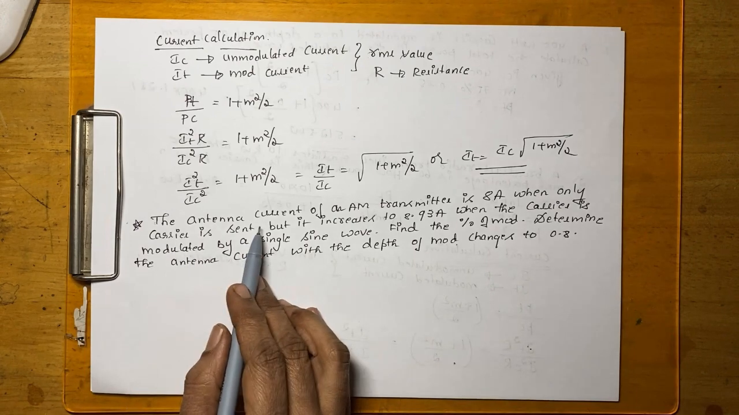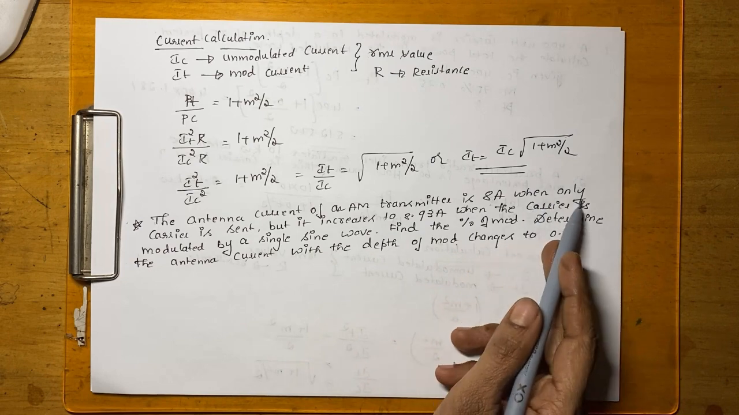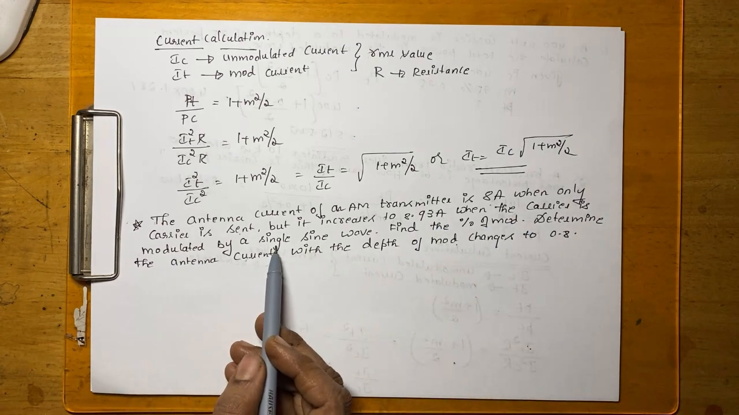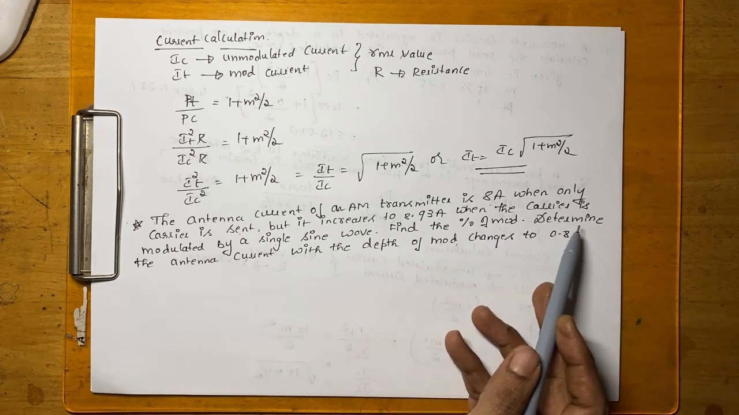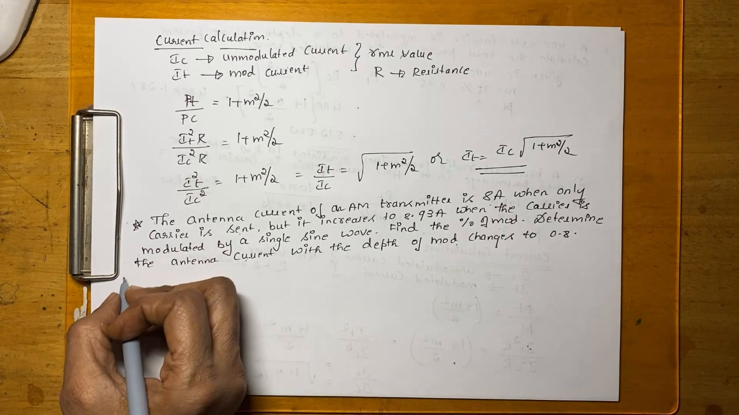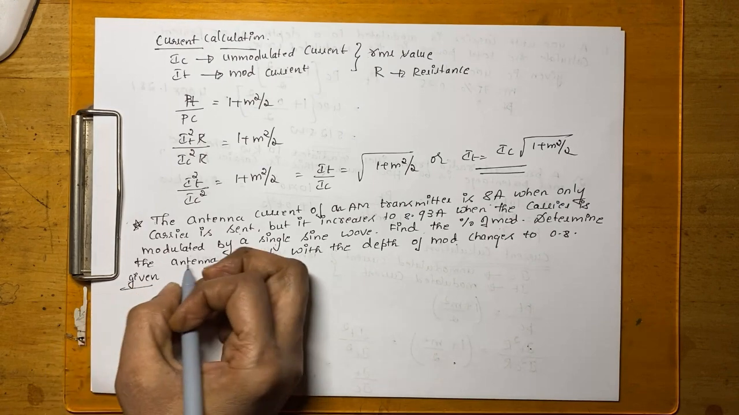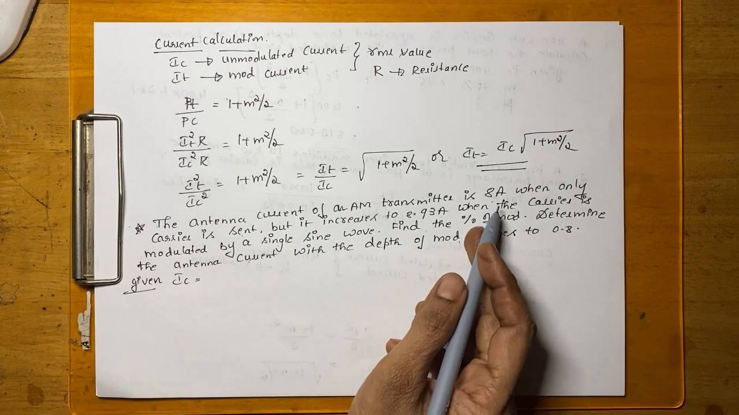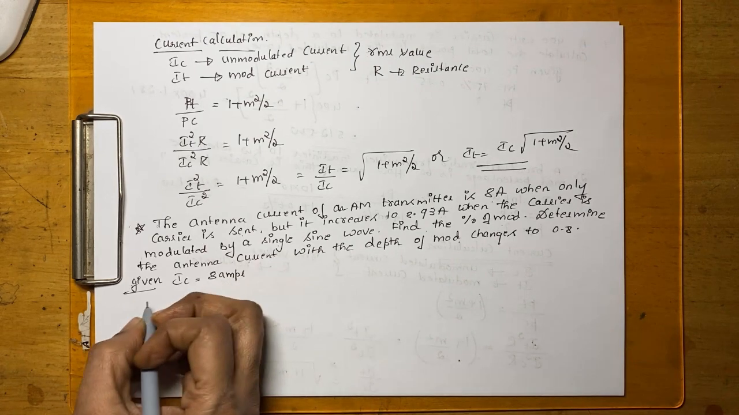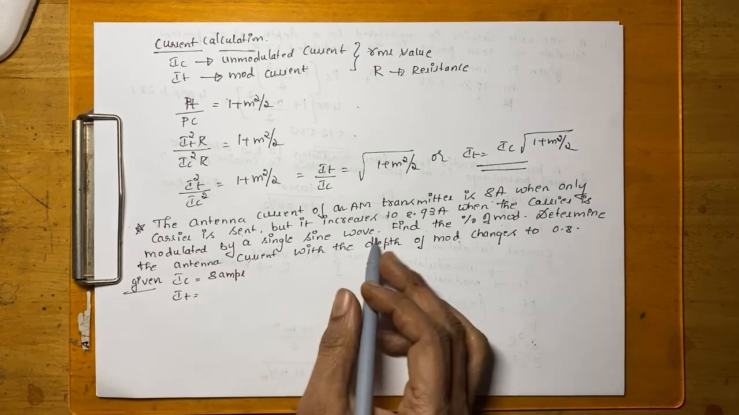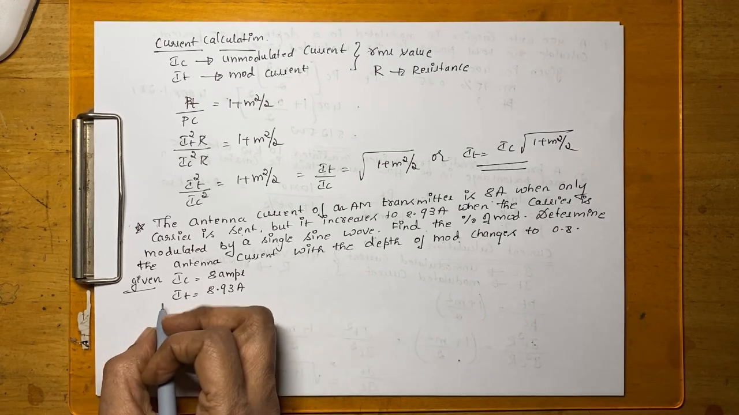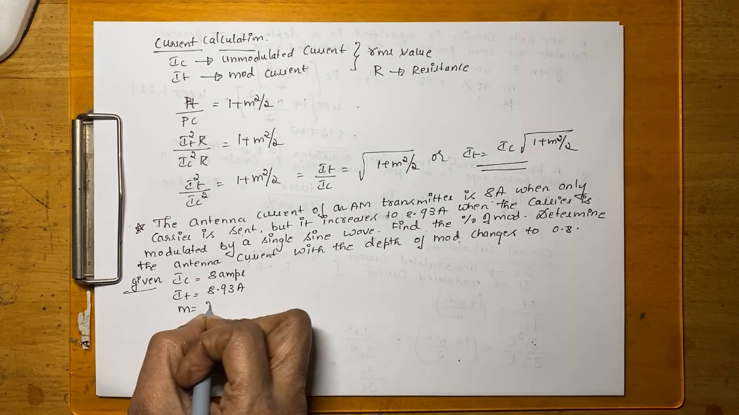The next problem. The antenna current of an AM transmitter is 8 amps when only carrier is sent, but it increases to 8.93 amps when the carrier is modulated by a single sine wave. Find the percentage of modulation. Determine the antenna current when the depth of modulation changes to 0.8. Here we can write down the given parameters as IC is equal to 8 amps, when the carrier is sent. Then IT is 8.93 amps. And we are asked to find out the modulation index.